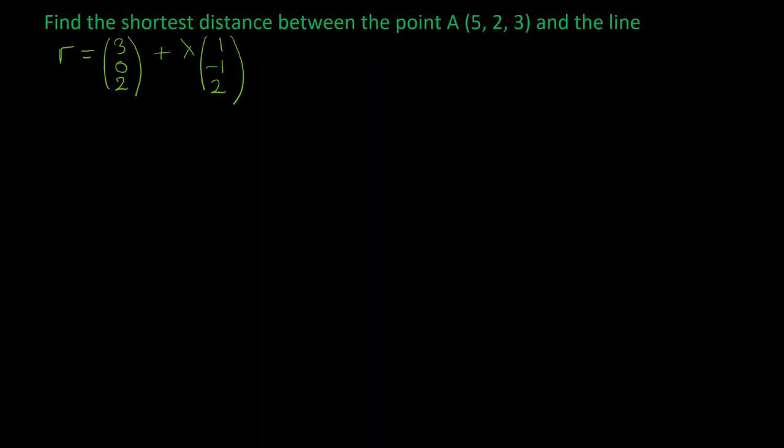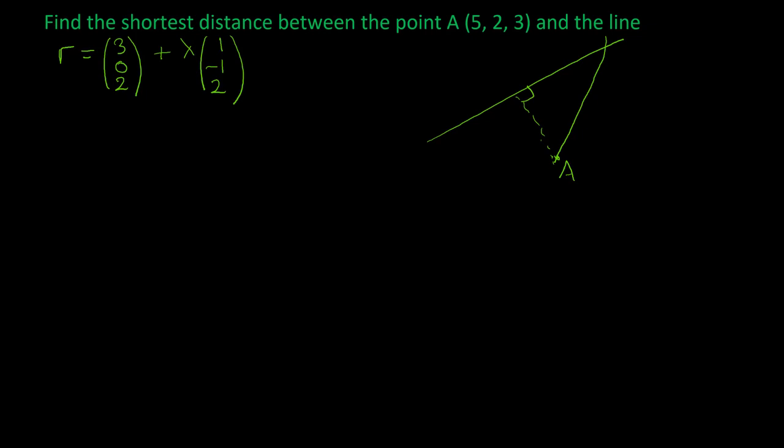So one more type of question here. Here they're asking us to find the shortest distance between the point A and this line. Now the shortest distance between a point and a line will be the perpendicular distance. So just think about it. Here's your line, here's your point A. Now the shortest distance is going to be this distance here, which will be the one that's perpendicular to this line.